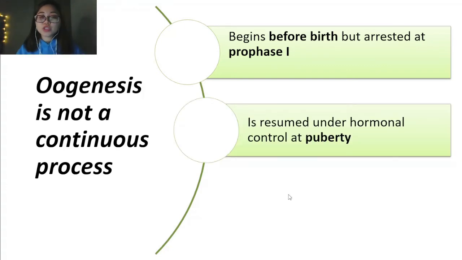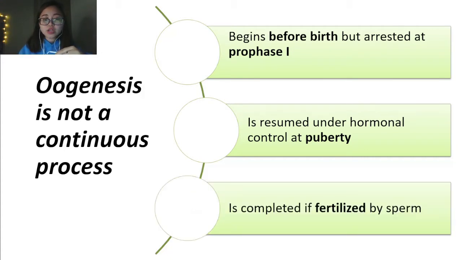And then it is resumed under hormonal control at puberty. Masa akil balik, ada hormon dia akan sambung, continue, play. And it is only completed if fertilized by sperm. Berlaku persenyawaan oleh sperm, baru kita punya oocyte itu matang sepenuhnya. Okay, baru dia completed oogenesis. If not, then it will just die without completing oogenesis.